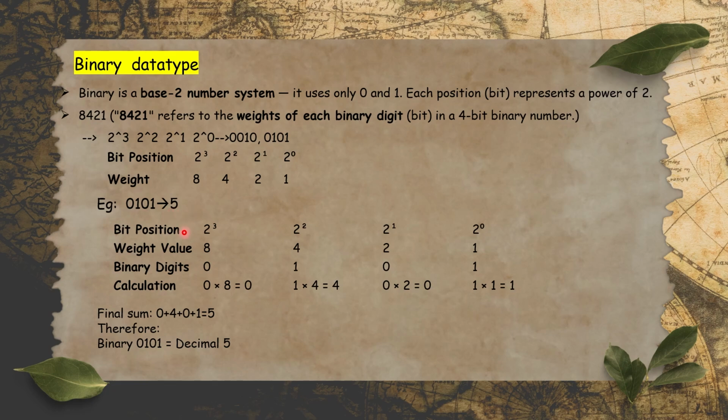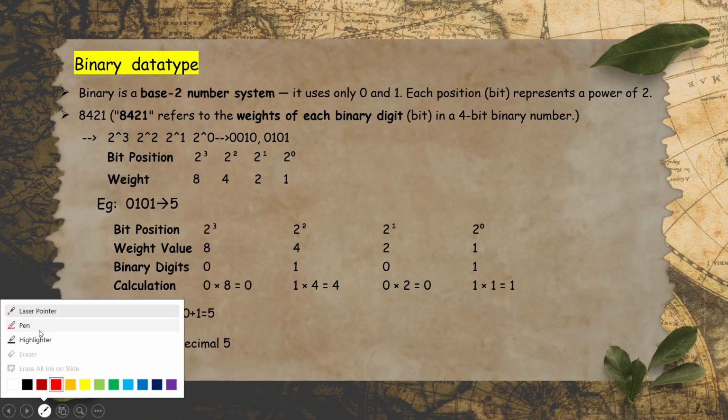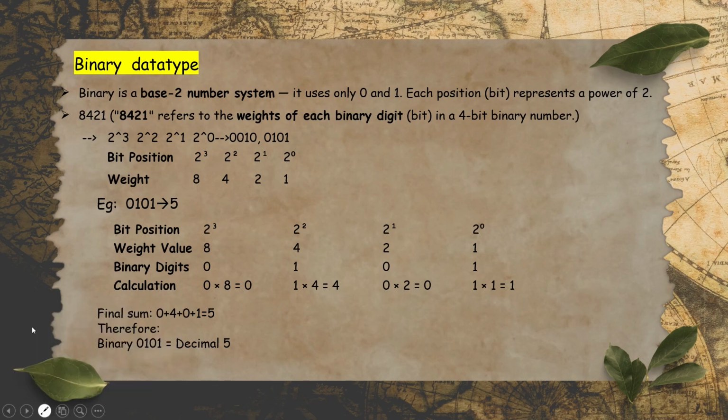Now how to convert this? I'll take the bit position and the weight value and write them as they are. Now to convert this, make a note of all the binary digits 0101 from right to left. Here we are seeing it is 1010, and these must be mapped to the weight value and bit position. Clear? All these binary digits must be mapped to the weight value and bit position, and you have to follow from right to left, not from left to right.